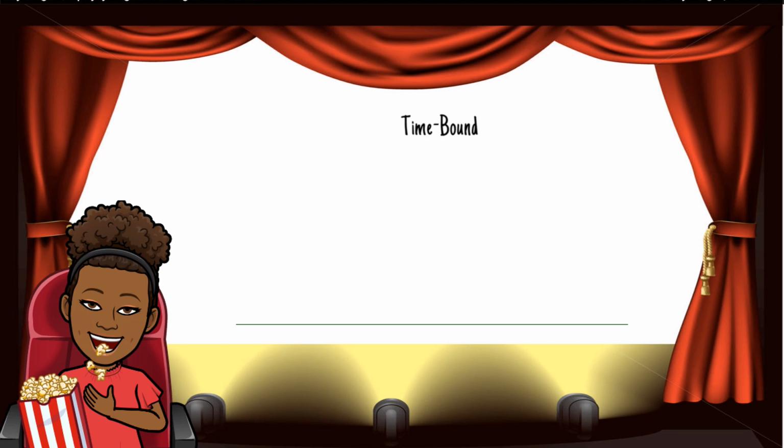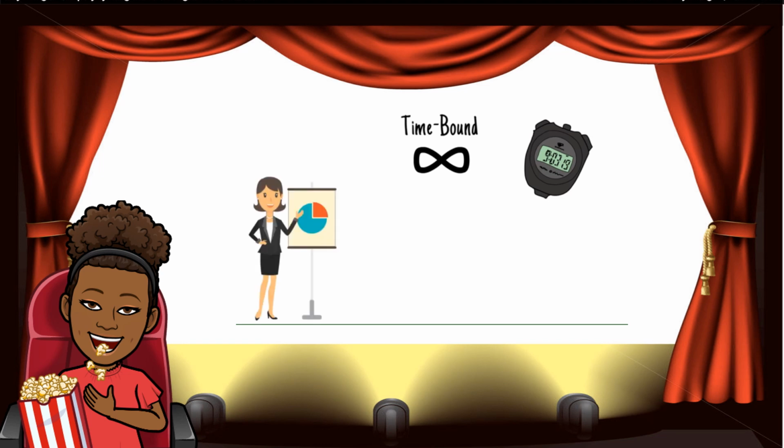Time bound. If you don't set deadlines, you have unlimited time to achieve your goals and you lose focus. Once you set a schedule or a deadline, you become committed. That's why many people become super productive or finish their tasks at the last minute.